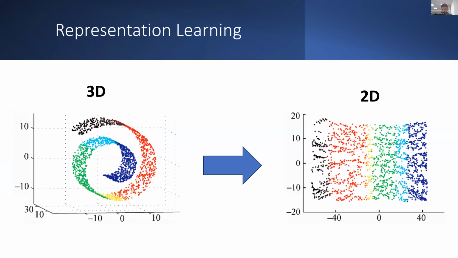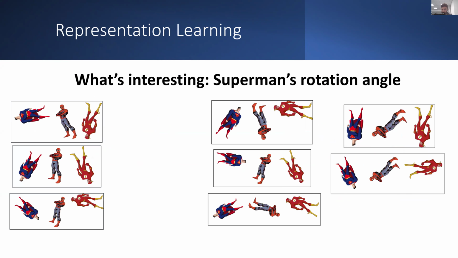We'll start with representation learning. In many problems, we want a low-dimensional representation of high-dimensional data that is still meaningful. Here, we reduce 3D data to 2D while keeping points of the same color close, so classification still works well in 2D. In real applications, data is often much higher dimensional. For example, with images, each sample has as many dimensions as pixels.